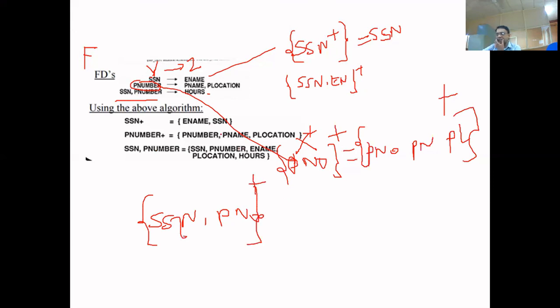Consider the first one. SSN is a part of SSN and project number. Add E name, union Z. X plus is equal to X plus union Z. E name you added to X plus. Next, consider project number determines project name, project location. Project number is a subset of this one. Add P name and P location. SSN and project number determines hours. The left hand side is a subset of X plus, so add hours. So my third closure: SSN and project number plus is equal to SSN, project number, E name, P name, P location and hours.